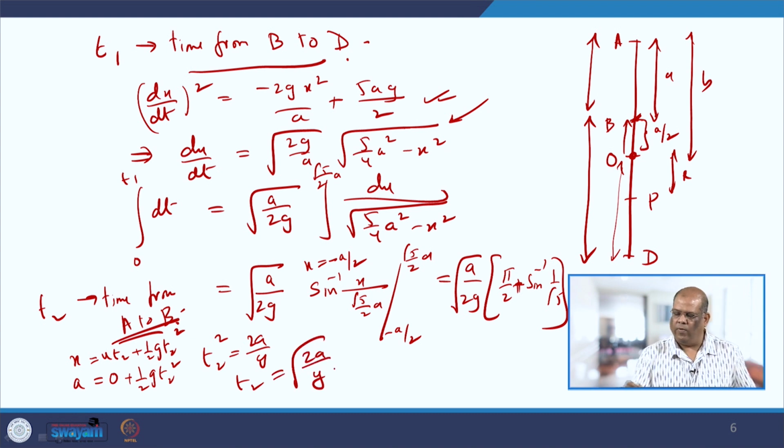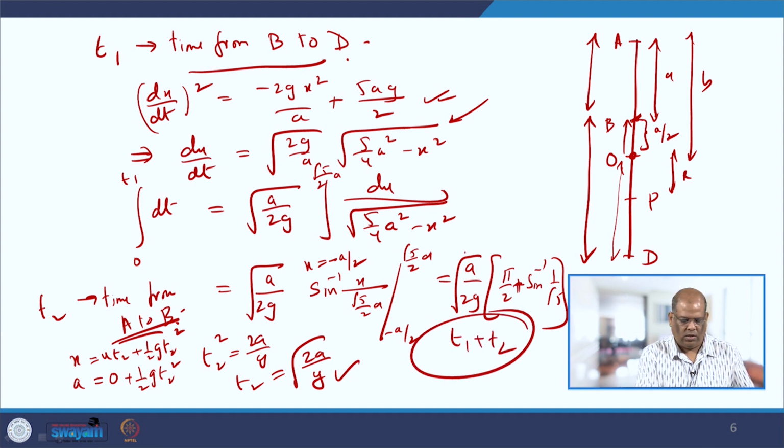So, your time from A to D is T1 plus T2, where your T1 is this quantity, and your T2 is this quantity. If you want to know the time for falling from A to D and back, all you have to do is multiply this time 2 times.